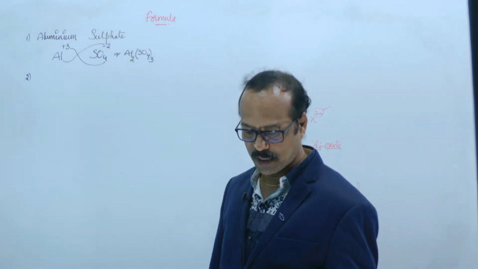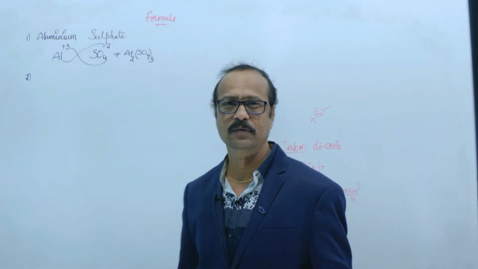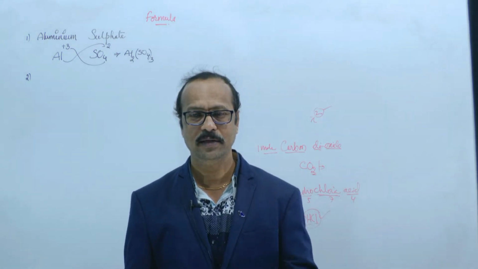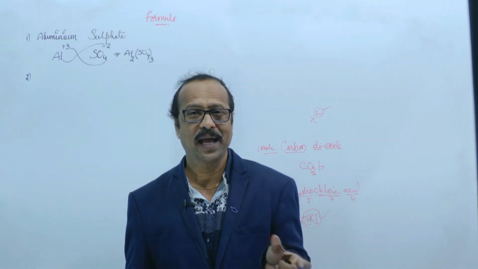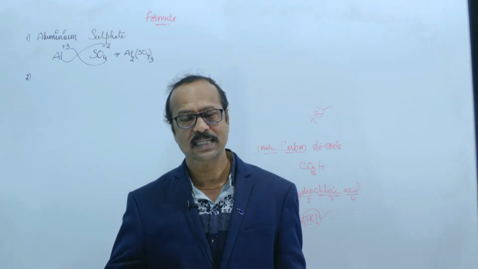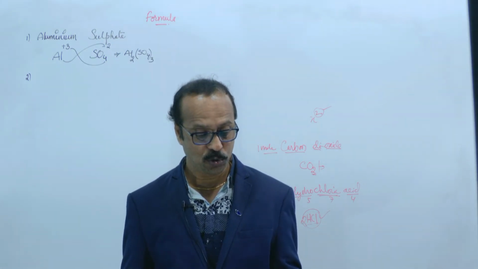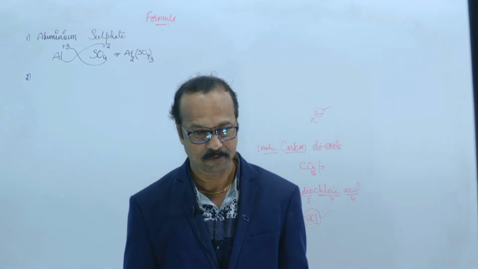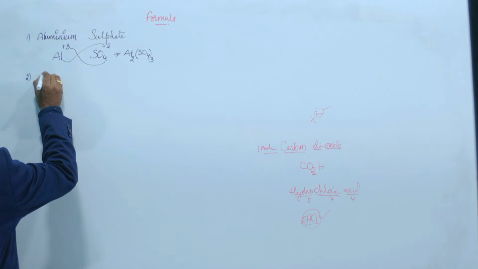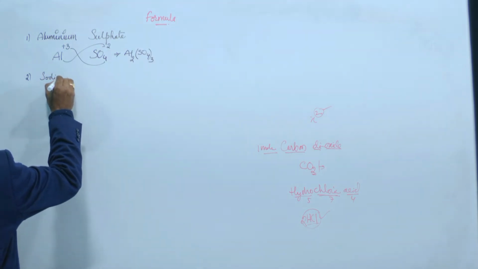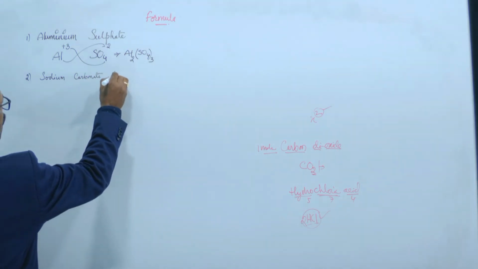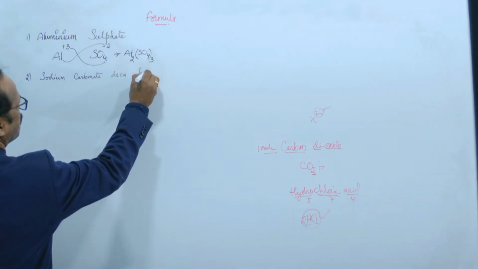So let's come to the next one, the chemical formula of washing soda. It will be difficult for you because they gave the common name but did not give what compounds are actually present. So we go to the scientific name: sodium carbonate decahydrate.